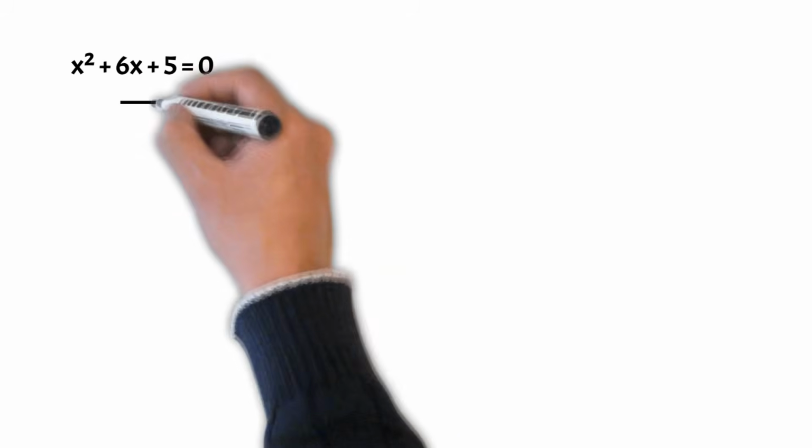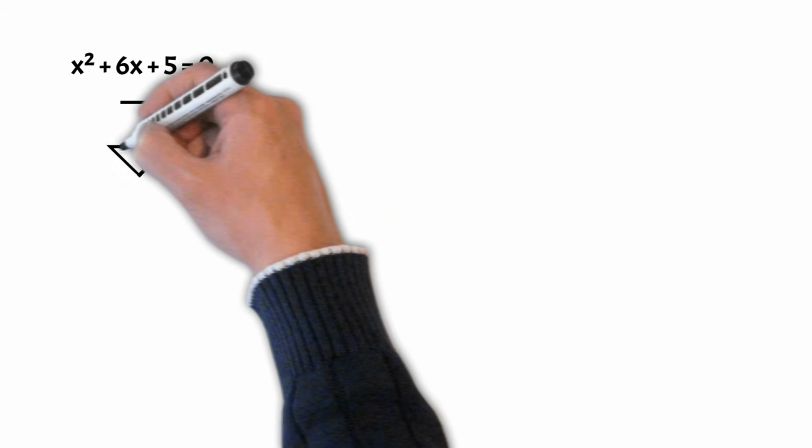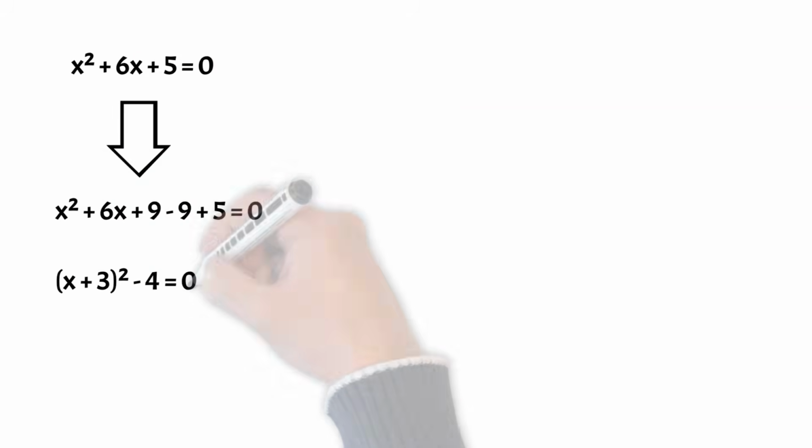Now let's look at completing the square. This method rewrites a quadratic as a perfect square. Consider x squared plus 6x plus 5 equals 0. Take half of the coefficient of x. Half of 6 is 3. Square 3 to get 9. We can add 9 and subtract 9 without changing the value.